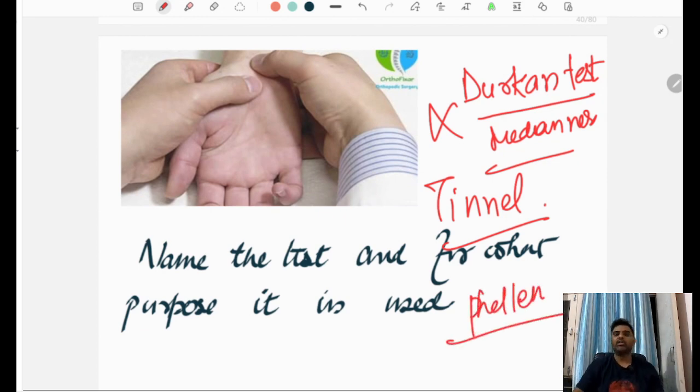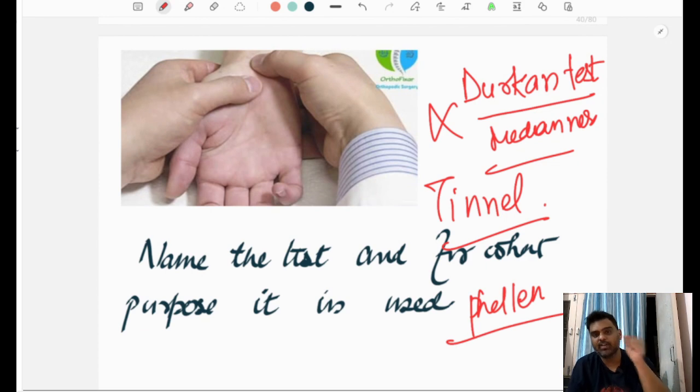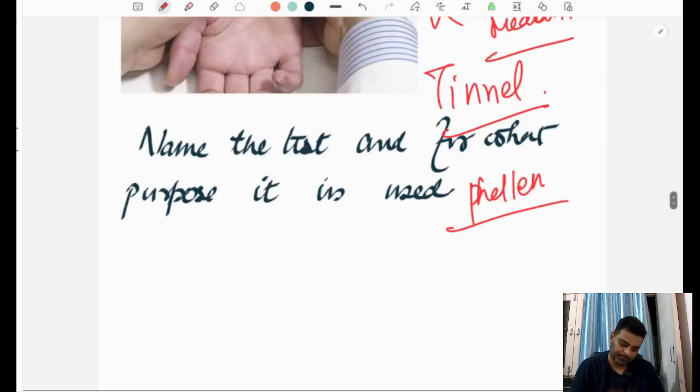What happened? You will ask the patient to do like this. And if within 1 minute the patient develops extreme pain, or some can develop pain within 30 seconds, that is known as Phalen test positive. It is also for the median nerve, carpal tunnel. So you have to remember 3 tests for carpal tunnel syndrome or median nerve: the Durkan test, the Tinel test, and the Phalen test.